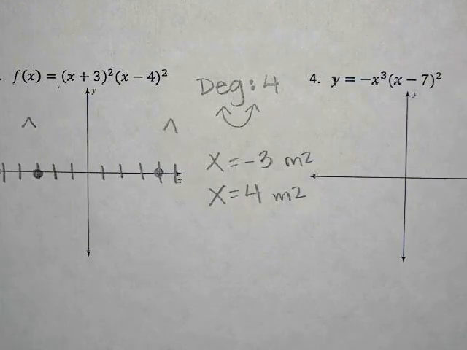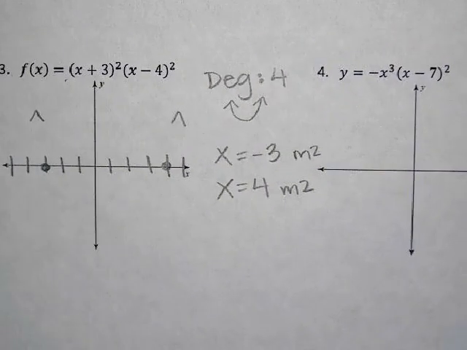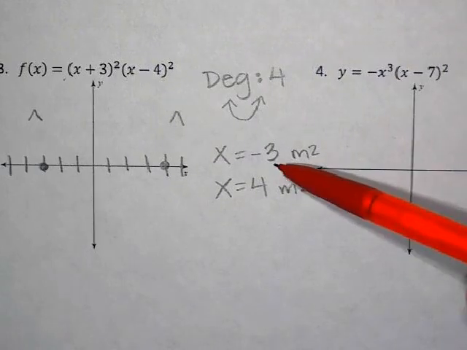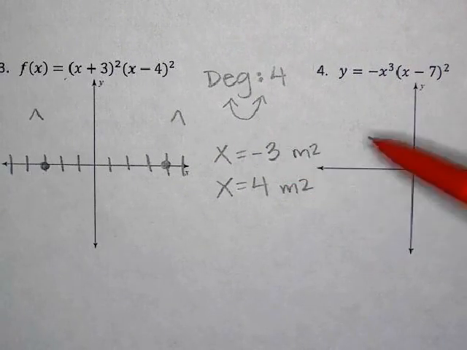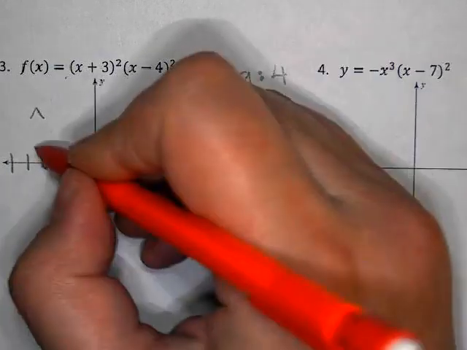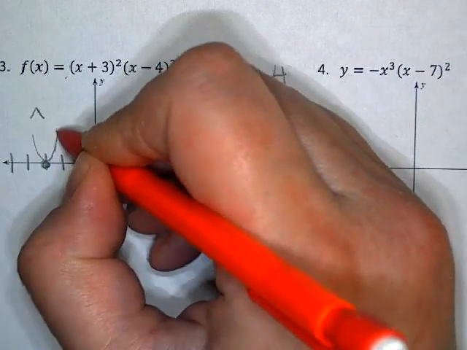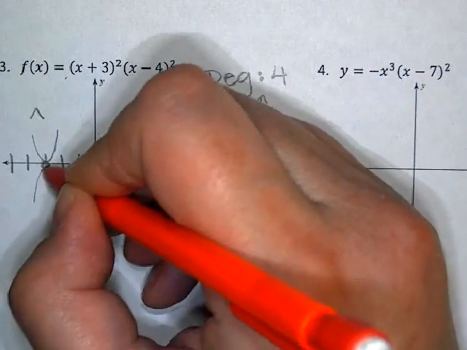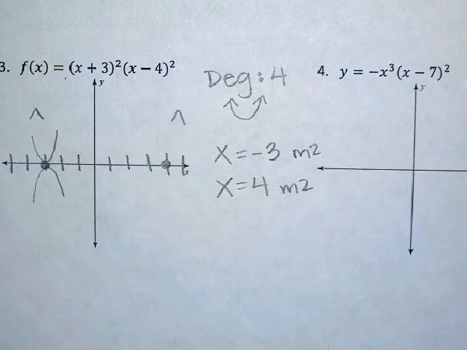So we start with -3. It has a multiplicity of 2. So should we draw the U shape above or draw the U shape below? Which one makes more sense? Above. Above makes more sense. Okay.